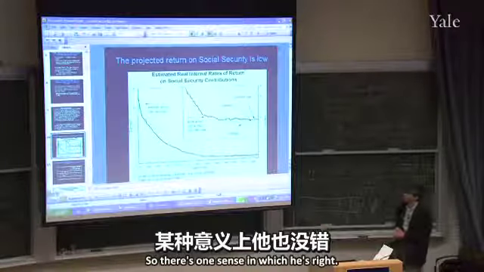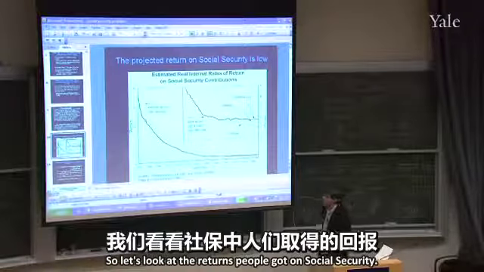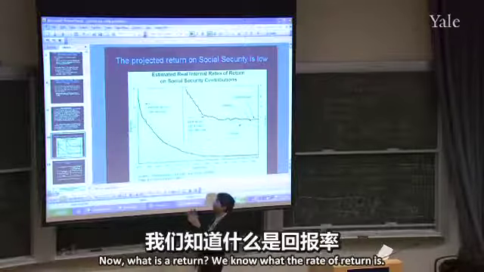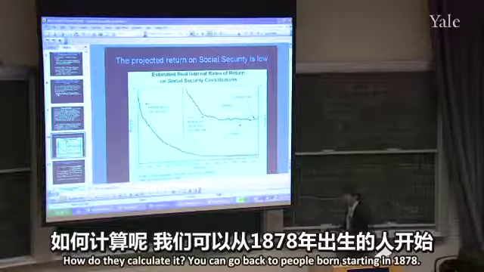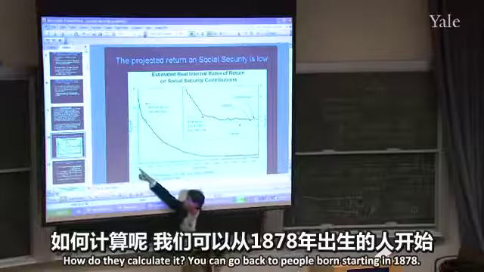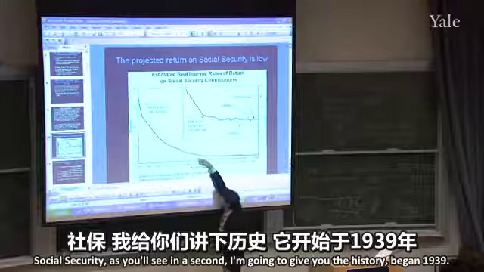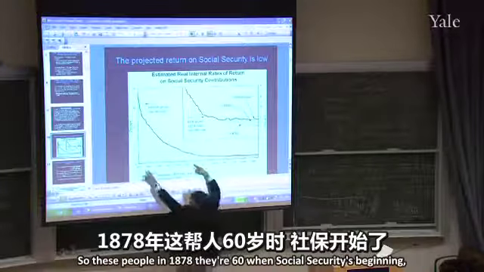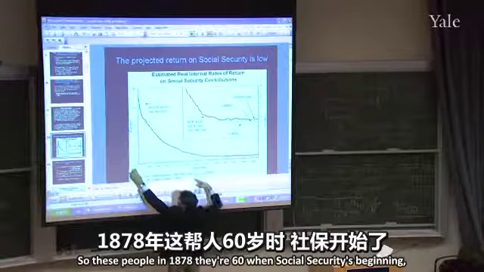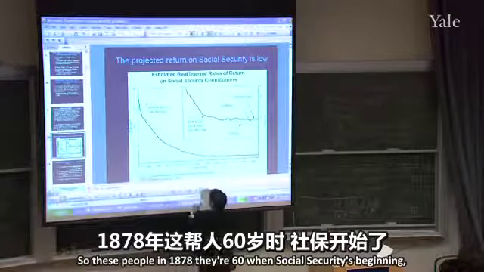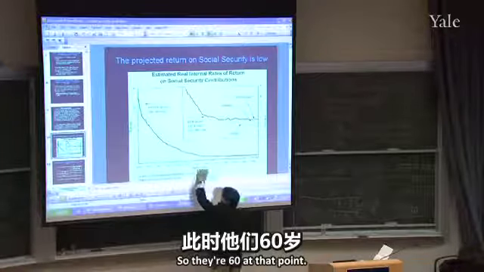So there's one sense in which he's right. Let's look at the returns people got on Social Security. Now, what is a return? We know what the rate of return is. How do they calculate it? You can go back to people born starting in 1878. Social Security, as I'm going to give you the history, began in 1939. So these people are 60 when Social Security is beginning, if my arithmetic is right.